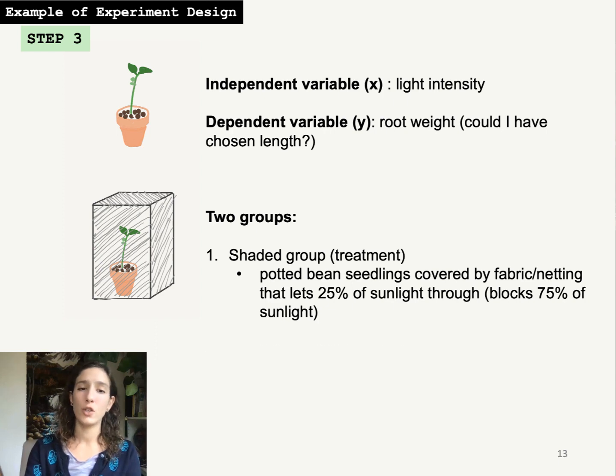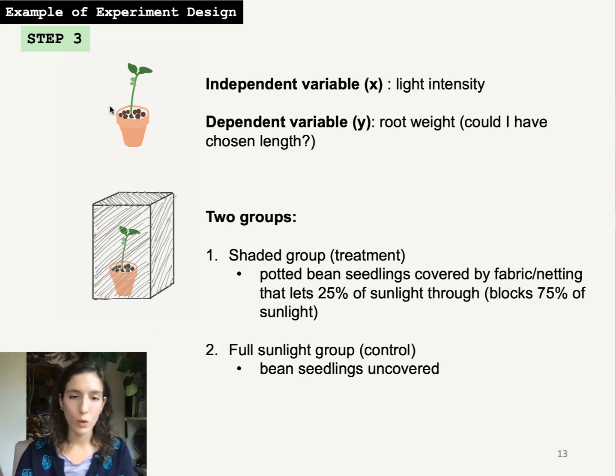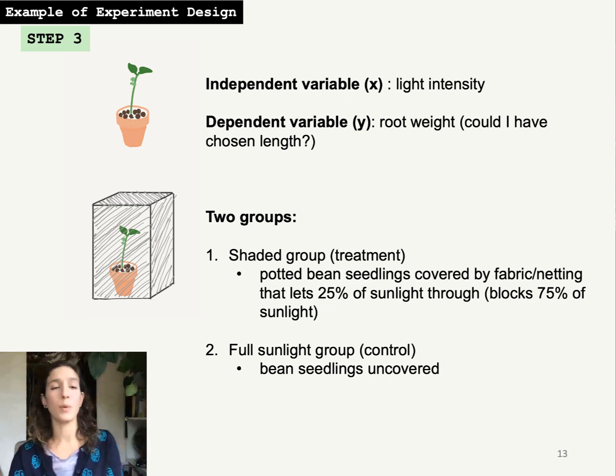I'm going to plan on having 2 groups. I'm going to have the shaded group. This will be my treatment group, where my potted beet seedlings will be covered by this netted apparatus that's only going to let 25% of the sunlight through. It's going to block 75% of the sunlight. So again, this is where I'm just being creative here. I could have chosen 50% of the sunlight that it'll block. Or I could have let 75% of the sunlight through and it only blocks 25%.